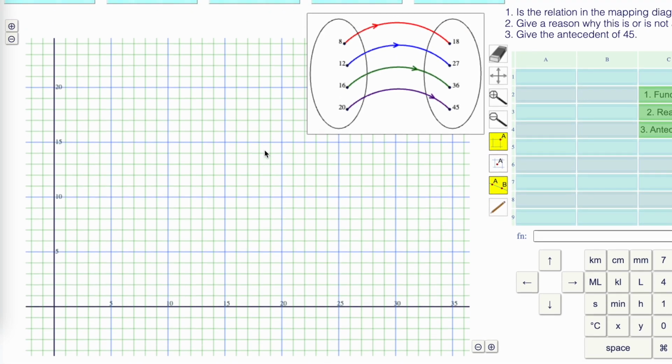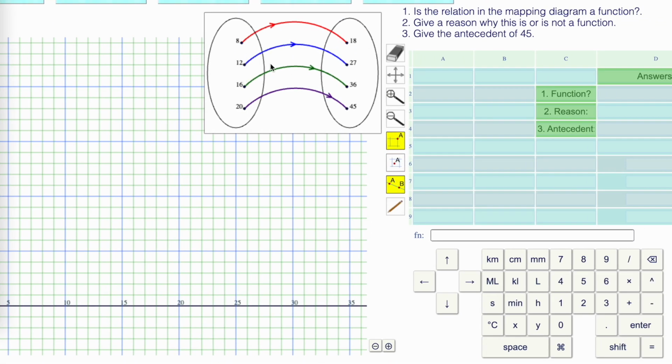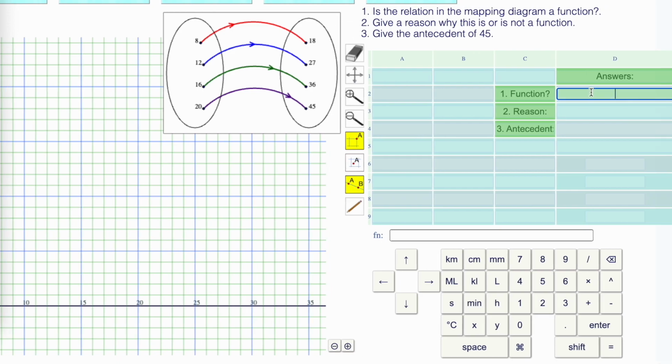Welcome to level 22. We're given a mapping diagram and we have to figure out whether it's a function or not, give a reason, and they're going to ask us for the target of a number or the antecedent of a number. Is this a function? This is a function, yes.